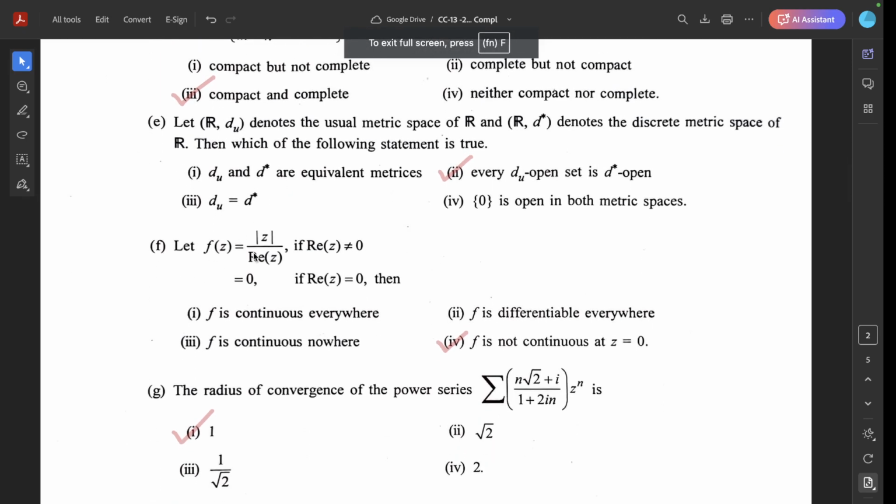Next, from complex analysis, question F. Let f(z) equal to modulus of z by real part of z if real part of z is not equal to 0, and f(z) equal to 0 if real part of z equals 0. Then the correct option: f is not continuous at z equal to 0.